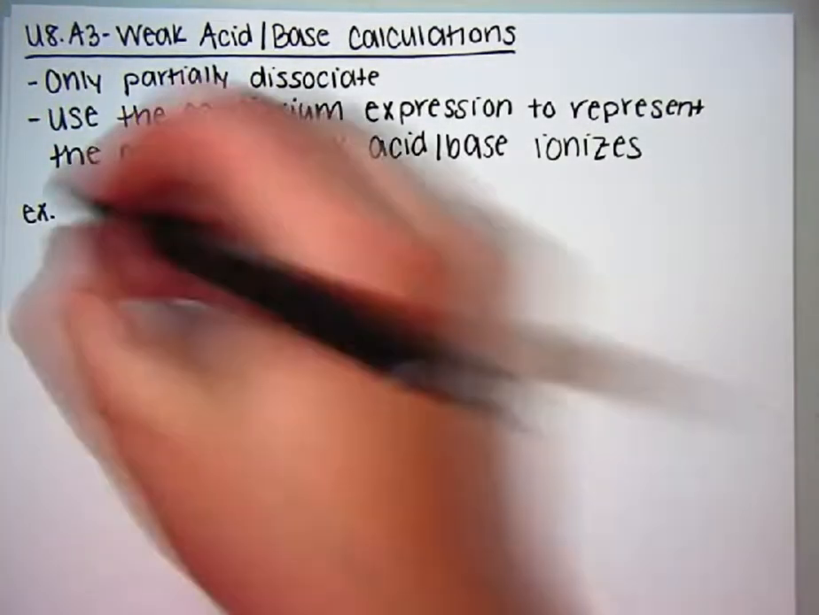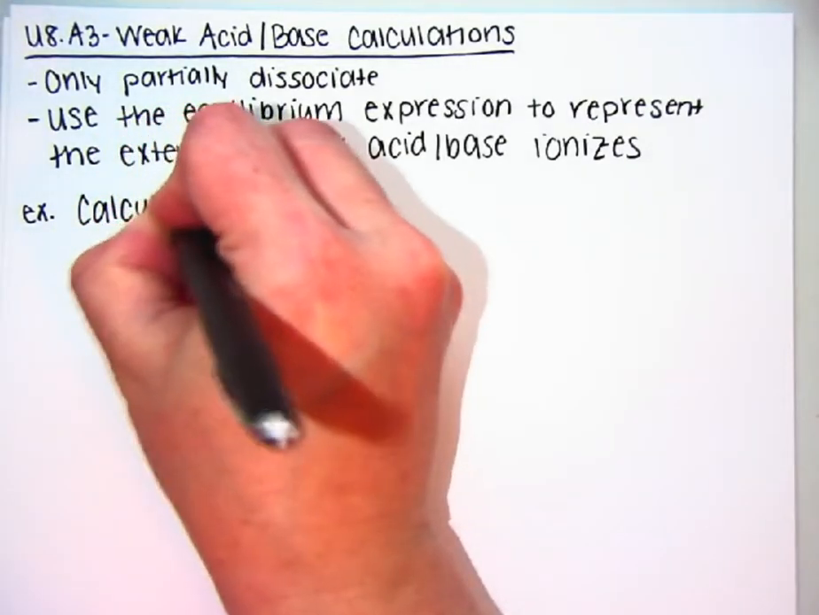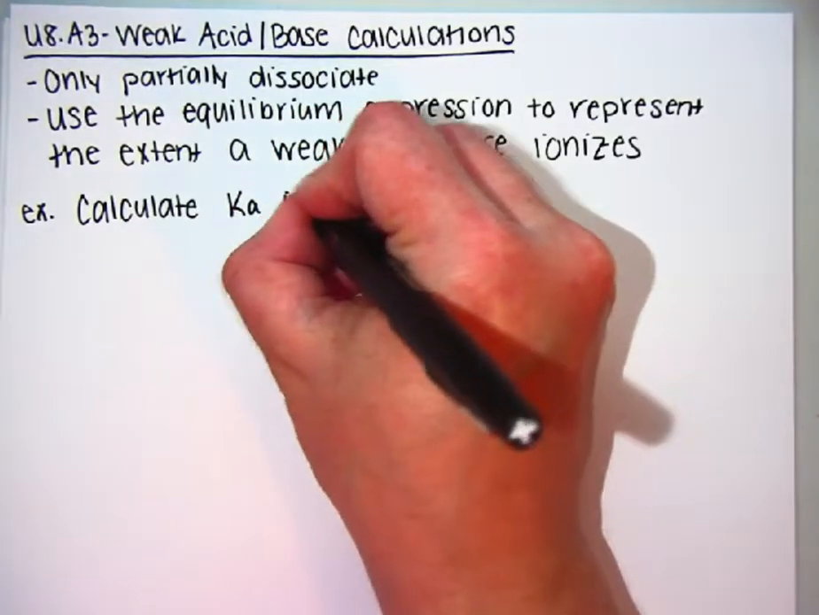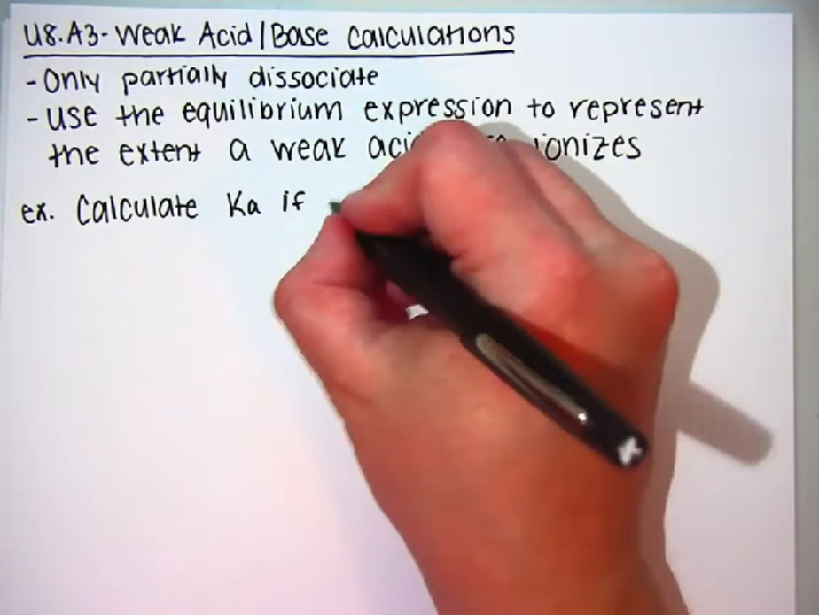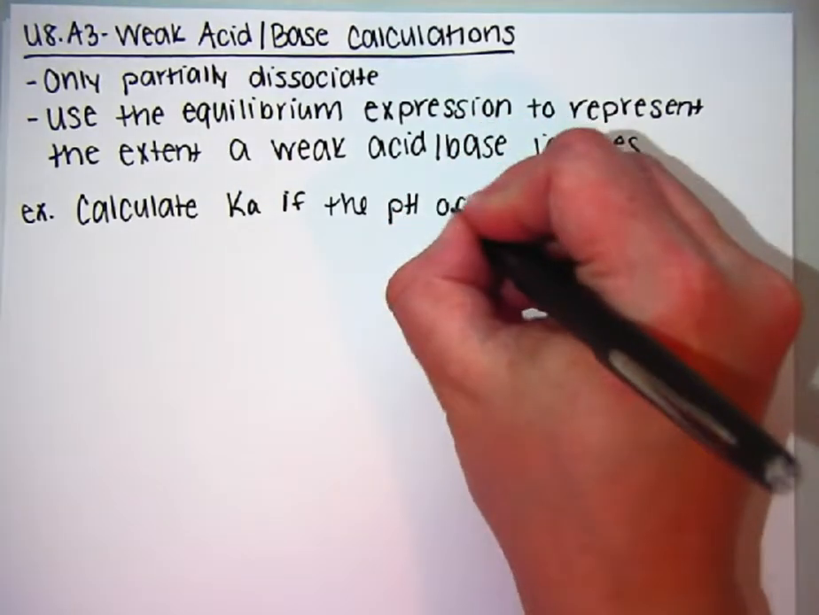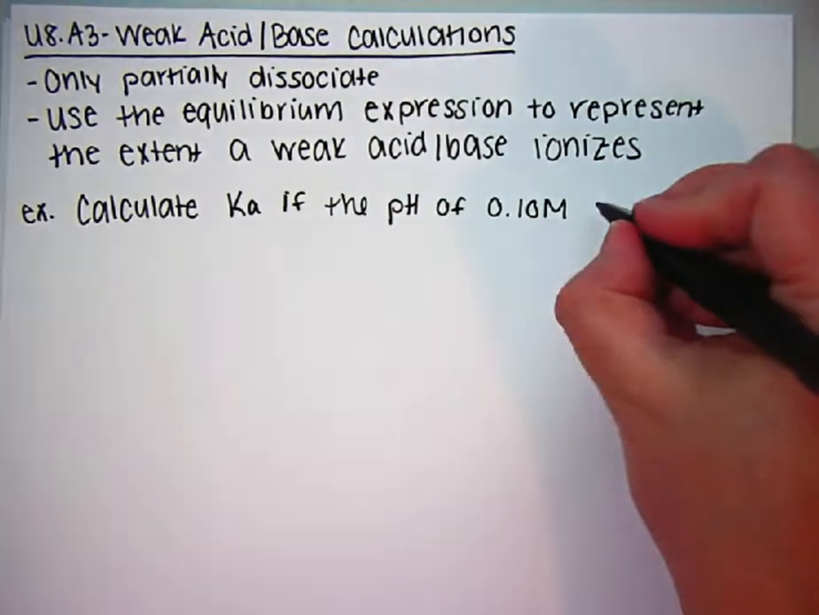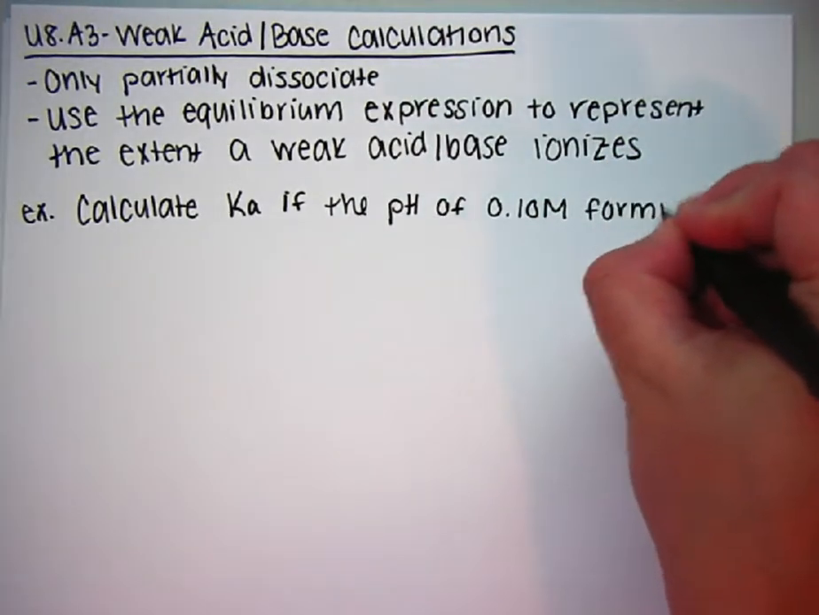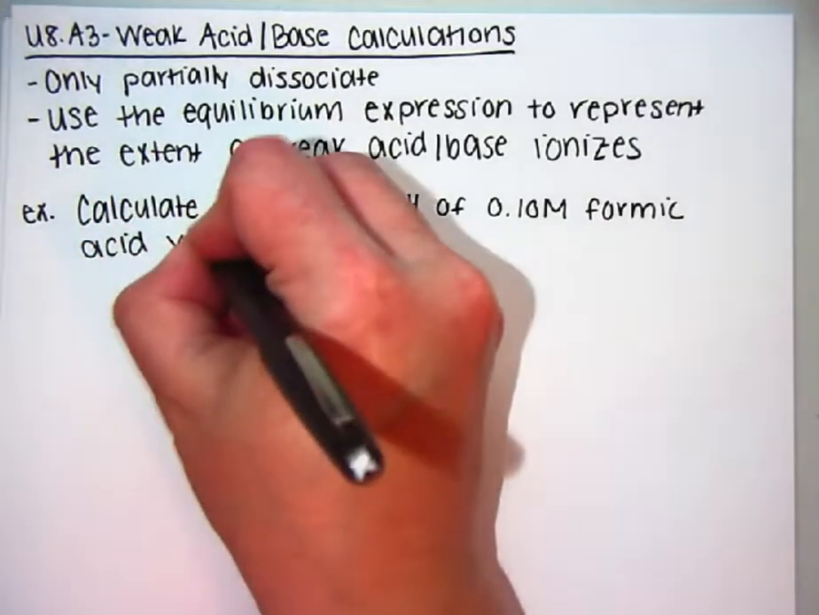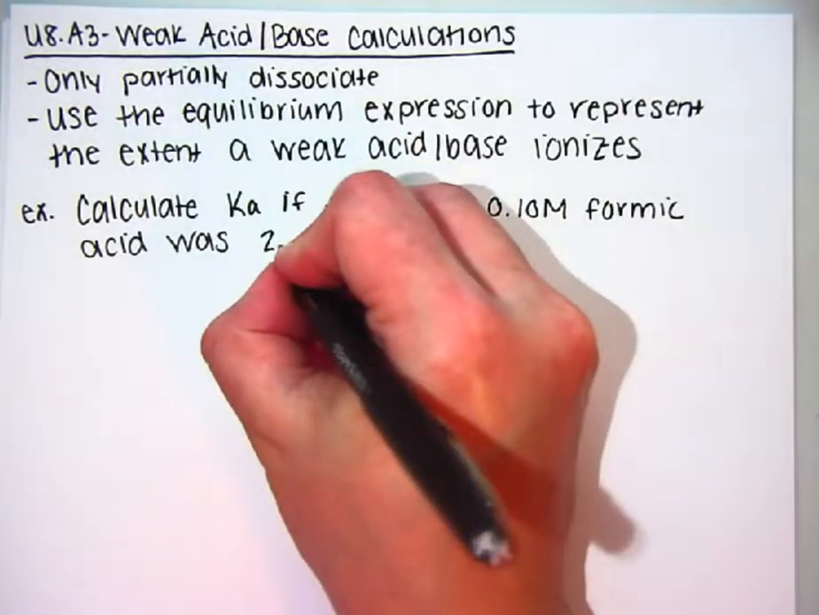So first example, let's say you were asked to calculate Ka if the pH of 0.10 molar formic acid was 2.38.